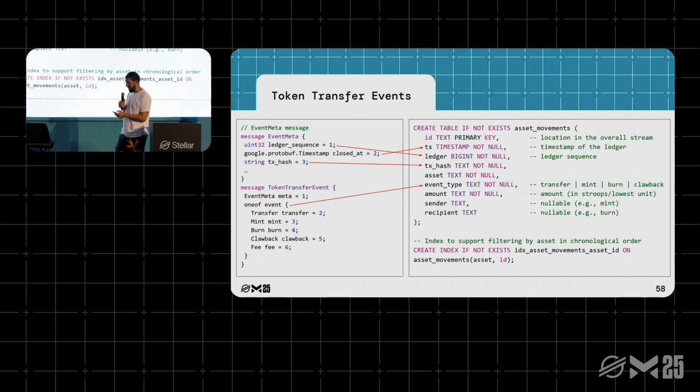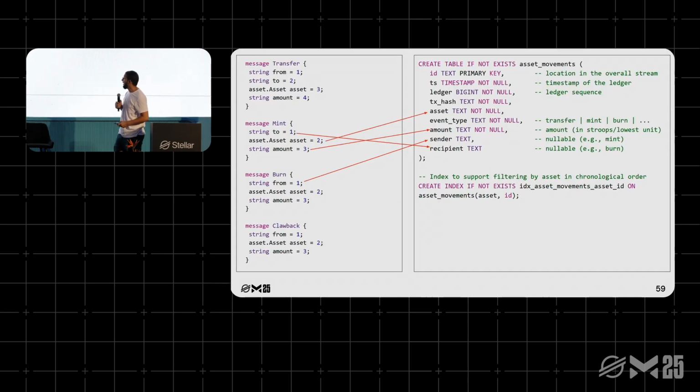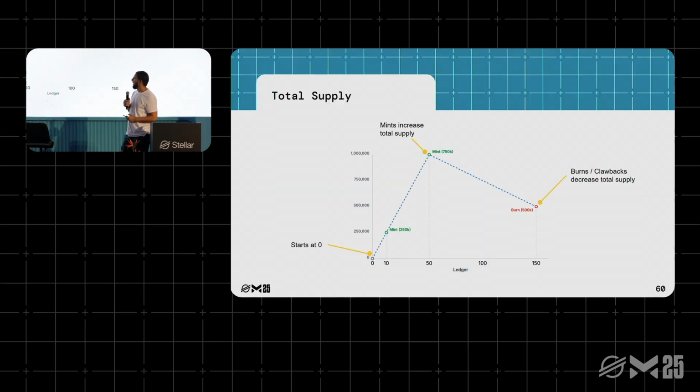And the most important fields are the actual amount that was moved and who sent it and who received it. So getting this data out from the ledger into this table, that's very simple thanks to the token transfer processor library. The second feature I mentioned was calculating the total circulating supply of the asset.